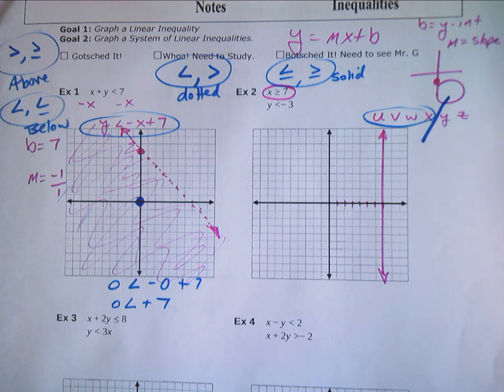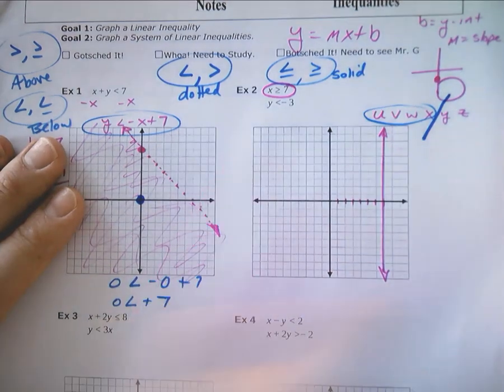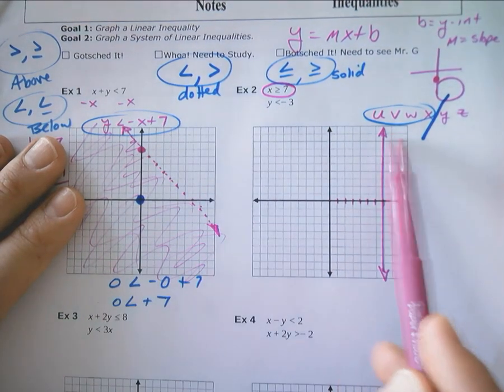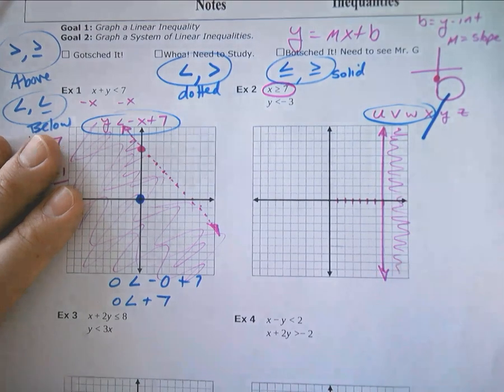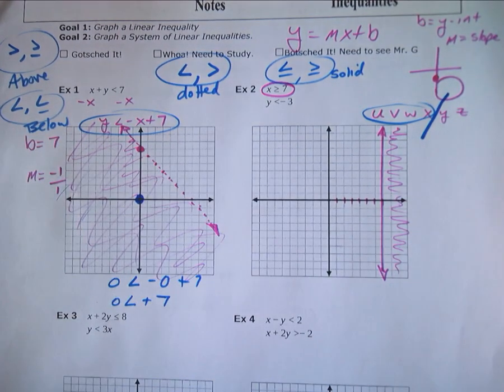What do you think? Which way do we shade if x is greater than or equal to 7? What do you guys think? Left or right? Right, because it's greater. Yeah, Lily says to the right, greater than is to the right. So I'm going to shade all those guys. I'm like halfway done. Look at that.